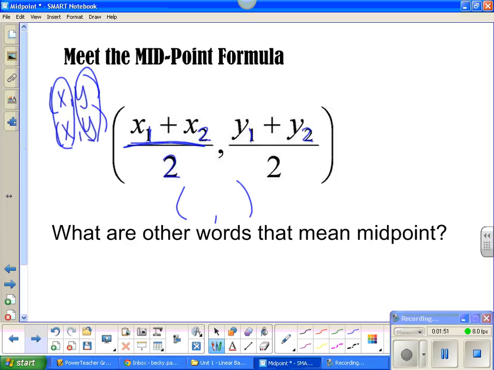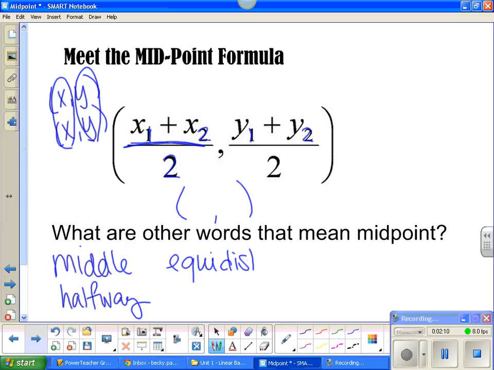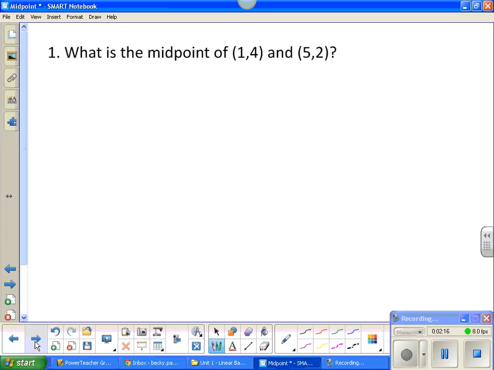What are other words that mean midpoint? Middle, halfway, and another one is equidistant. It means they are equidistant from a certain point.